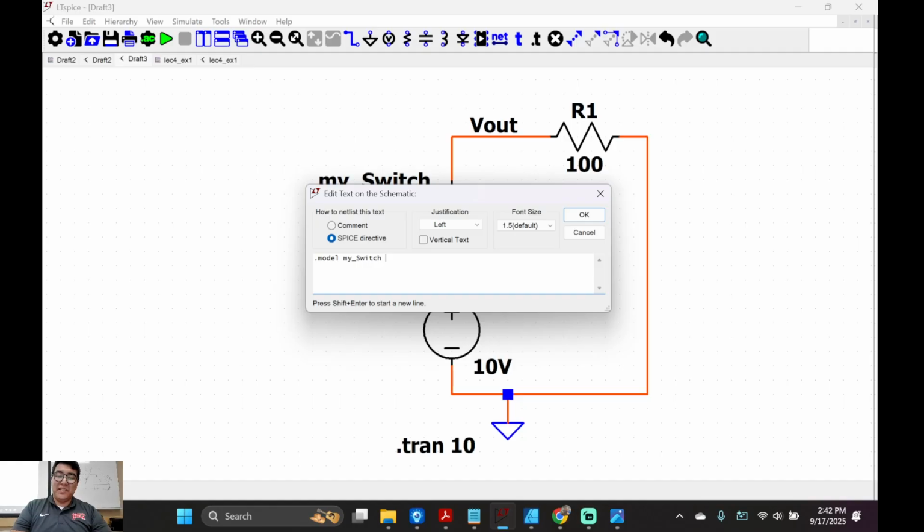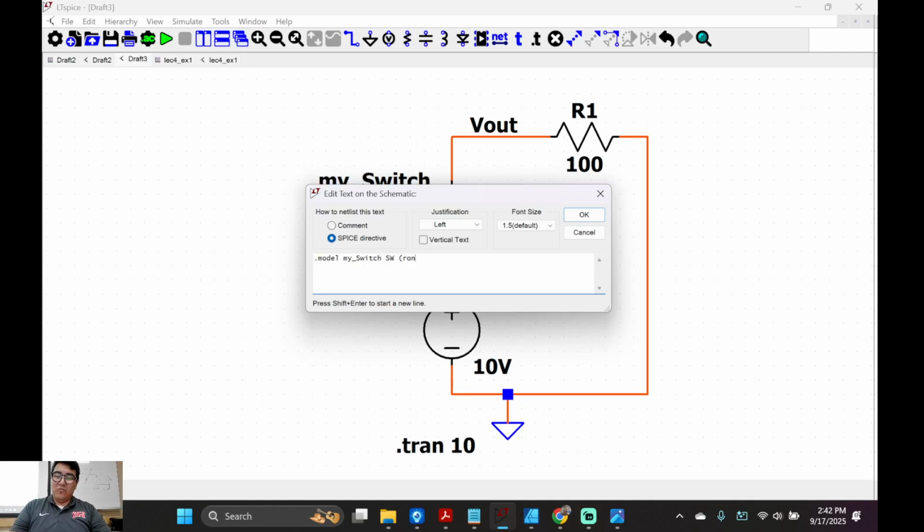So this type of switch is of the family SW. That's, I guess, what it's looking like. It does have default parameters, but I'll show you how to actually control this. One of the parameters is our resistance when it's on. Does that make sense?